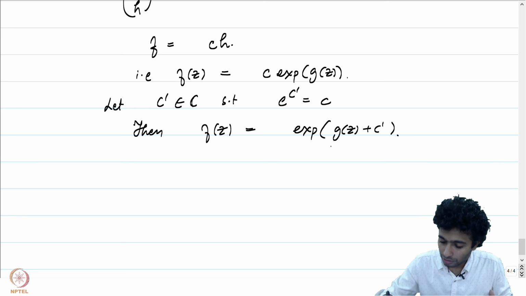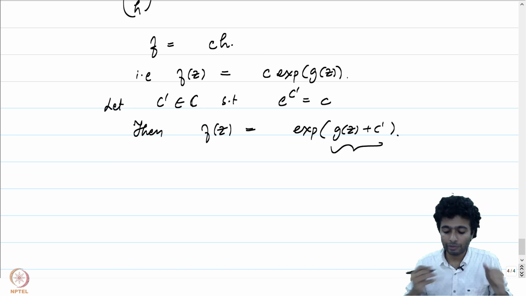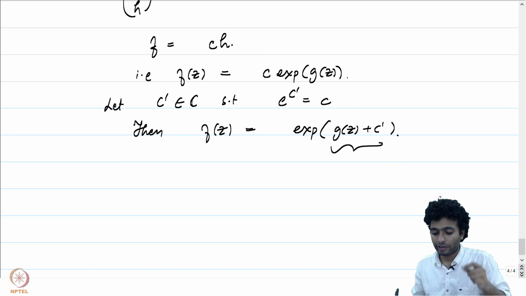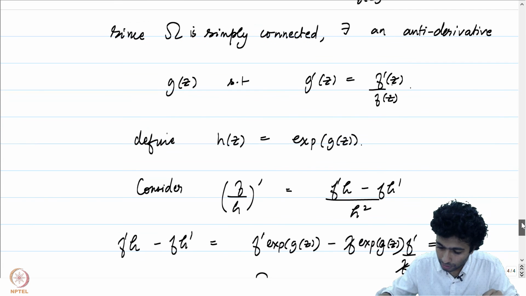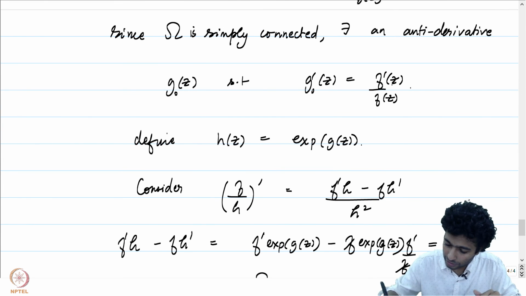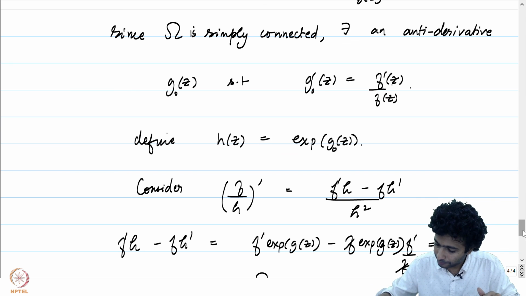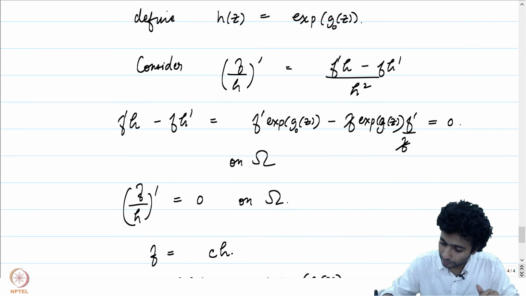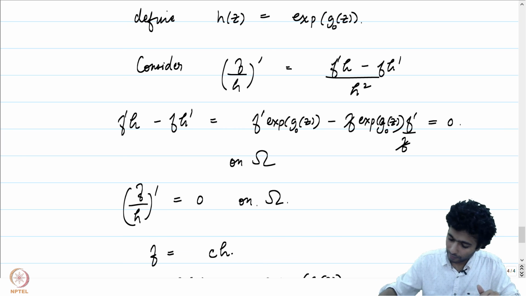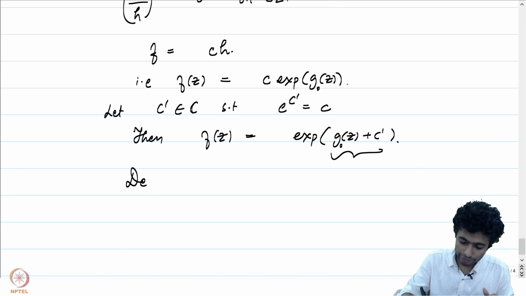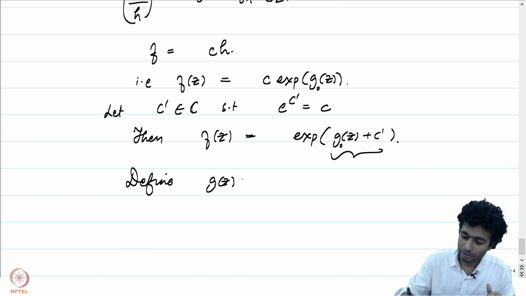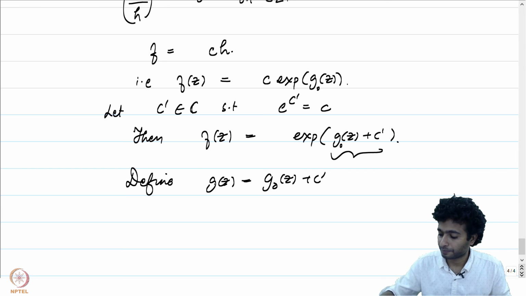That is precisely what we were trying to find out. We have a function g such that exponential of g is f. Let me do one thing, call this function g0, and change the notation above as well. Let g0 be this function. So, define g of z to be equal to g0 of z plus c prime, and that is the function we were looking for. Let me stop here.